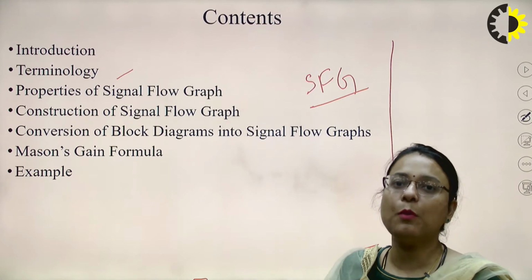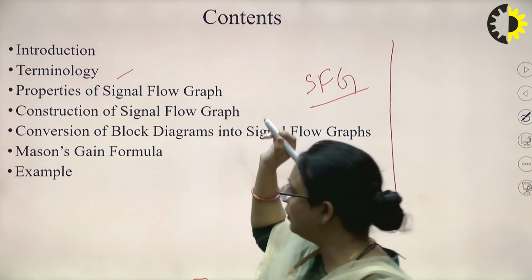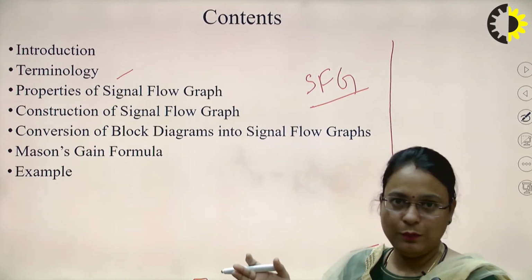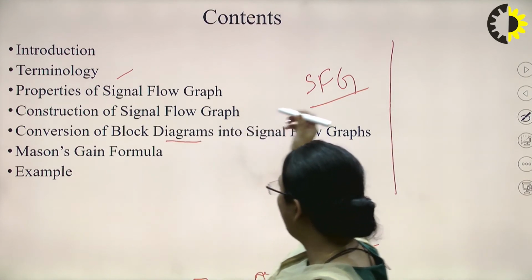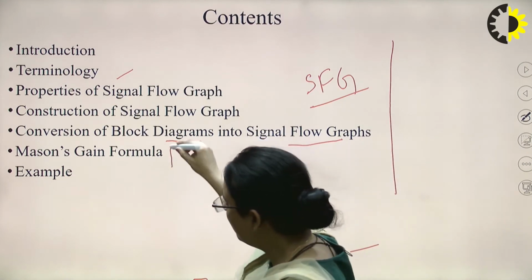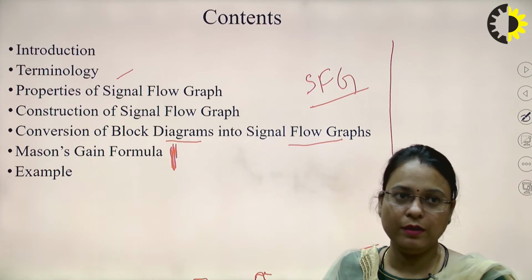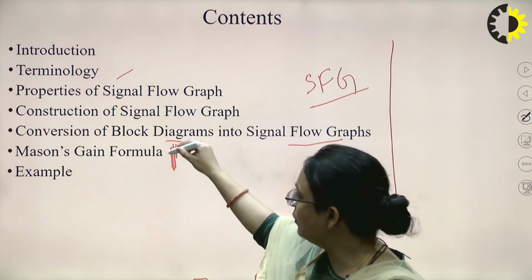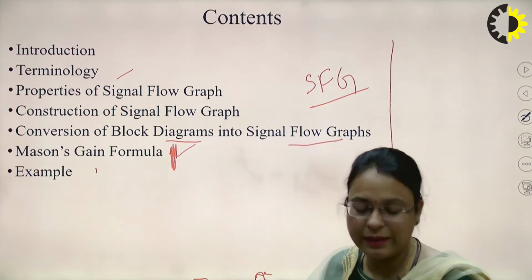Then what are the properties of SFG? We'll talk about them. Then how to construct SFG from any given complicated network, and the method of converting a block diagram into SFG. Then the formula known as Mason's gain formula, which is used to describe the SFG. At last, we'll discuss some examples based upon this Mason's gain formula.